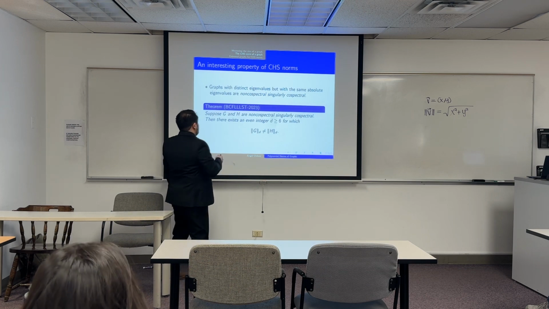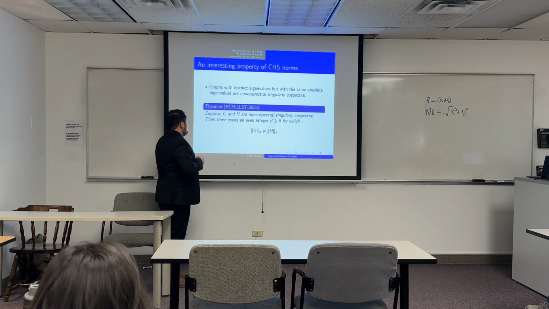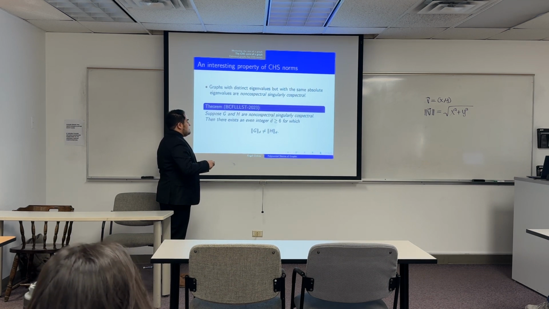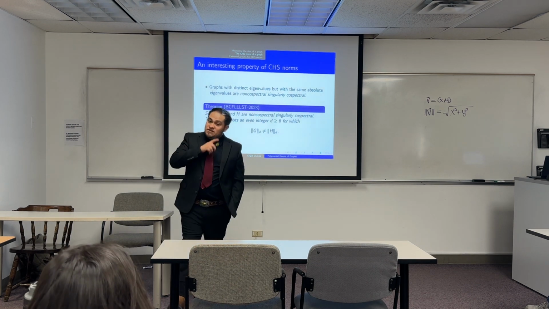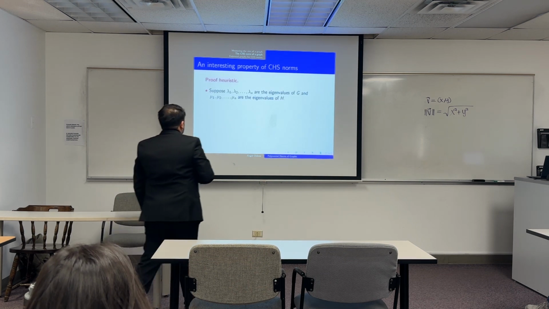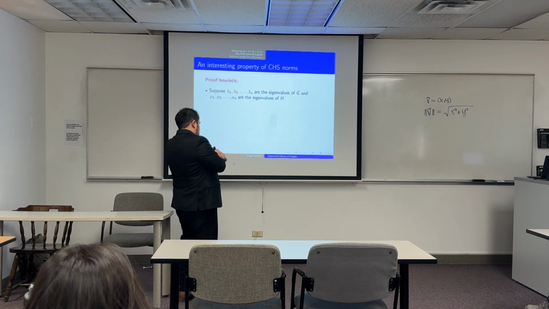So here's our theorem that I proved with the undergraduates. Suppose G and H are non-cospectral, singularly cospectral. Then you're guaranteed the existence of an even integer bigger than root of 6 for which these norms are distinct. Yeah, you're always guaranteed this. So that was our first result.